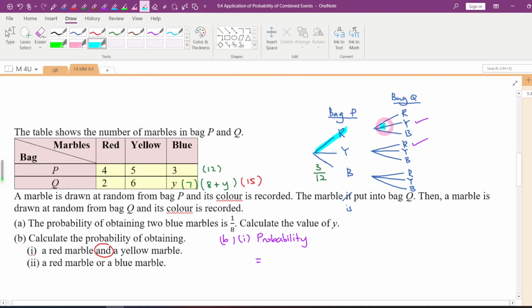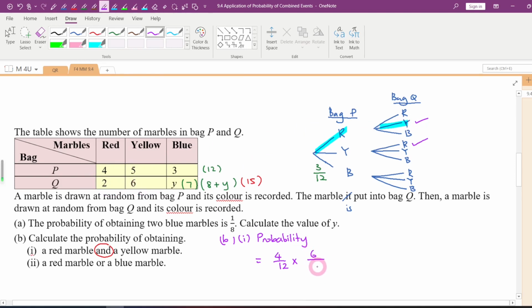Red, yellow. Red, how many red marbles do we have in bag P? 4, right? So it will be 4. Oh, let me use back the purple color. It will be 4 over 12 times. How many yellow marbles do we have in bag Q? Bag Q. Yellow marbles, it will be 6.